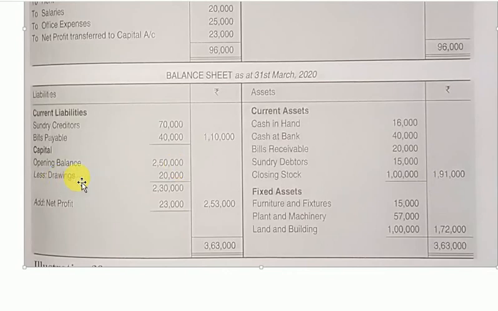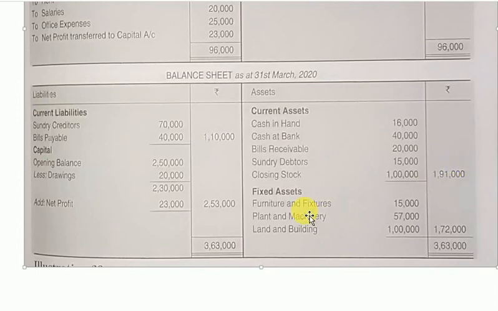Here we will deduct the amount of drawings, as I told you, that will be deducted from your capital. So 20,000 will be deducted, and after deduction of this 20,000 we'll get 2,30,000 as the amount of net capital. And to this net capital we'll add the amount of net profit, that is 23,000. After doing all these things, we'll get the amount of 2,53,000. Now let's proceed to the other side, that is current assets. As you know, all the assets will be recorded on the asset side of the balance sheet. So this is cash in hand, cash at bank, bills receivable, sundry debtors, closing stock. After adding all these, current assets will be 1,91,000.